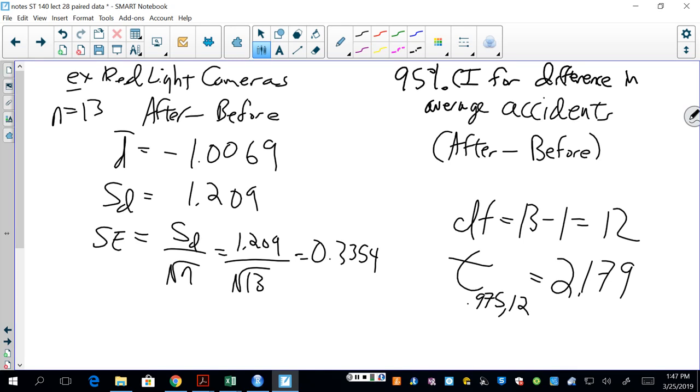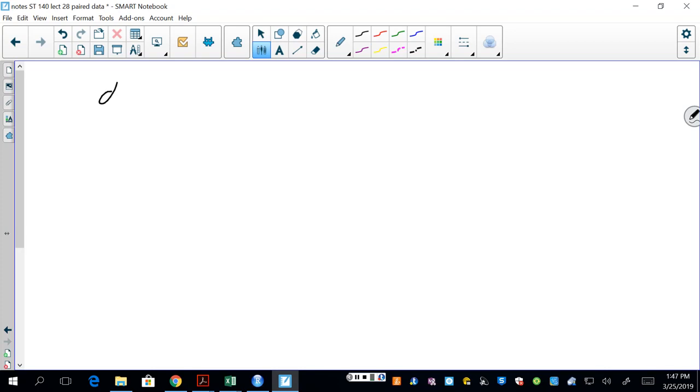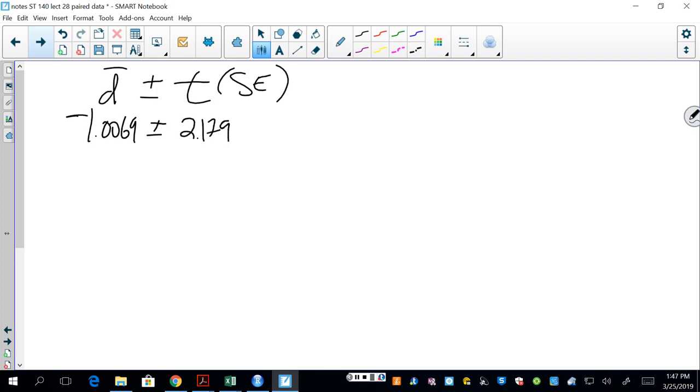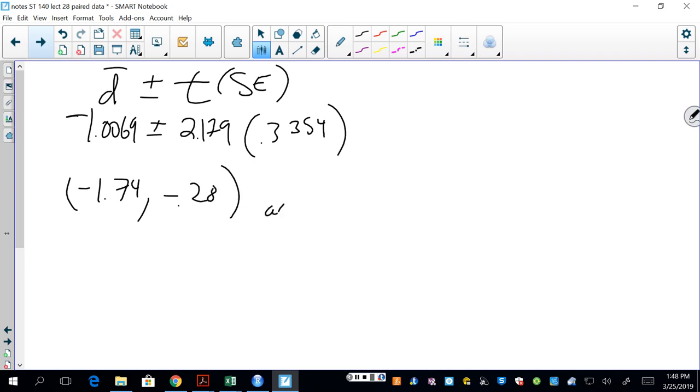So the confidence interval formula is the average plus or minus the t-value times the standard error. So d bar plus or minus our t-value times standard error. Plugging those things in: negative 0.069 plus or minus 2.179 times the standard error, which was 0.3354. Our interval, the lower part, is negative 1.74 up to negative 0.28 accidents per year.